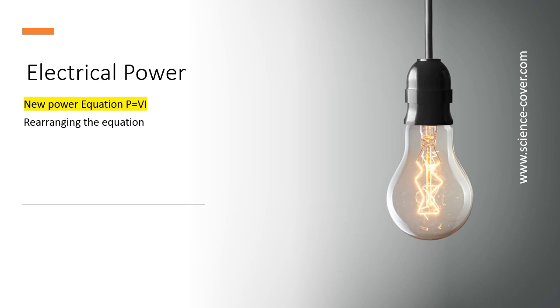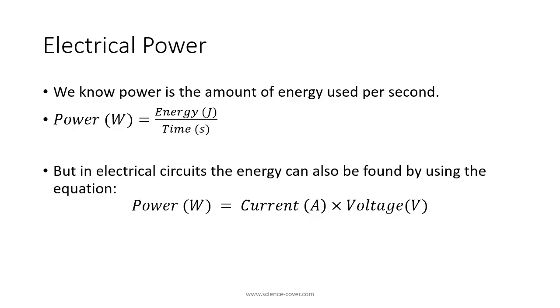Look at the power equation. Power is voltage times current. We've come across power previously when we've done power is energy divided by time. So we know that power is the amount of energy used per second. And in electrical circuits, we can also calculate the power by multiplying the current in amps by the voltage in volts. So we've got the equation power in watts is current in amps multiplied by voltage in volts.